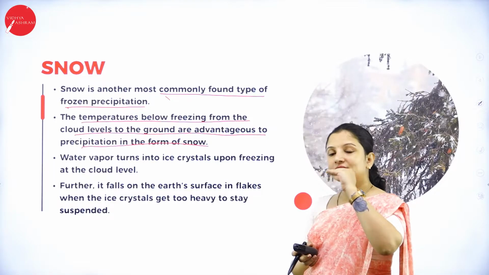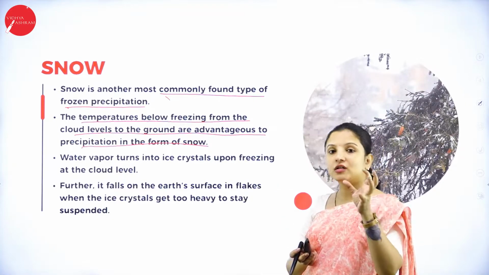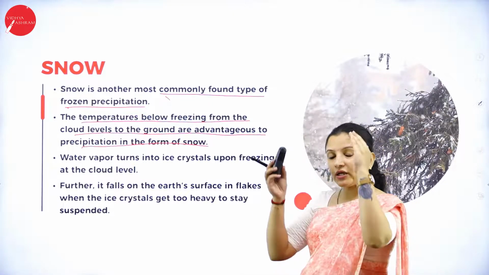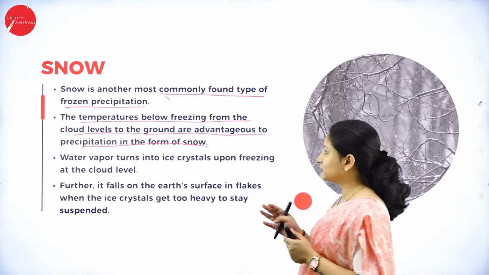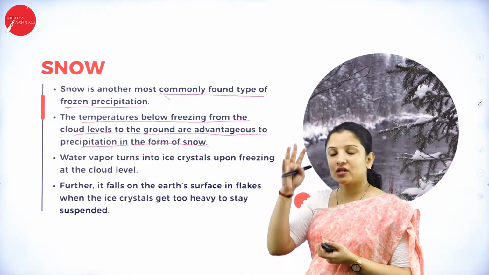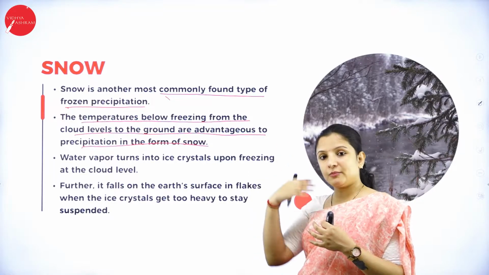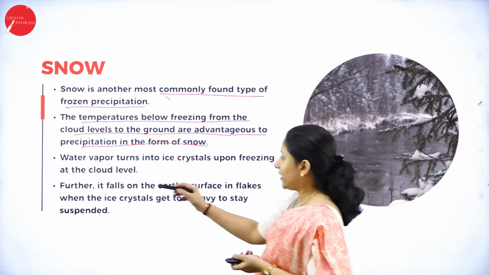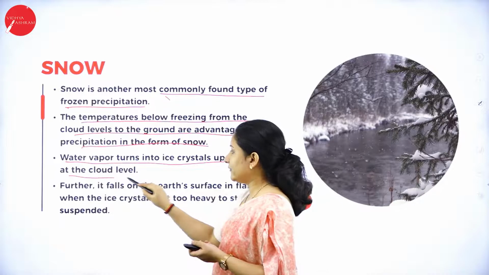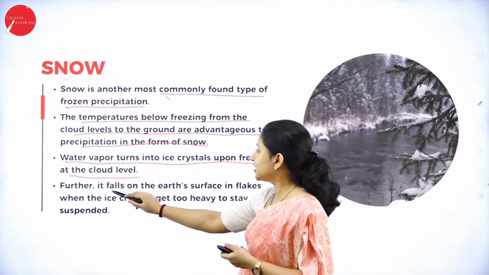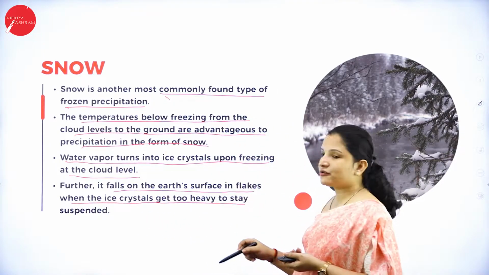If the warm air mixes with the cool air, condensation of the clouds will occur and it will come down as rainfall. Now if in that atmosphere region the cold airflow is too much, whenever condensation occurs, those water droplets will get converted into snow and come down to the earth's surface as snow. Water vapor will turn into ice crystals upon freezing at the cloud level, and later it falls on the earth's surface in the form of snowflakes, when the ice crystals get too heavy to stay suspended.